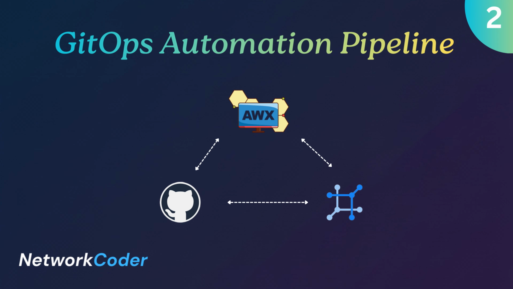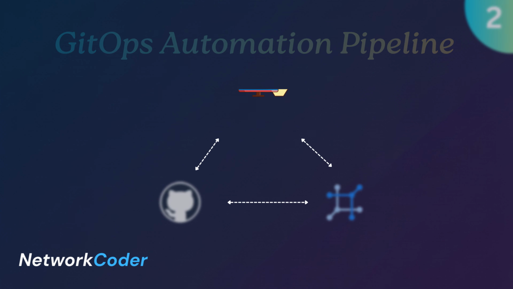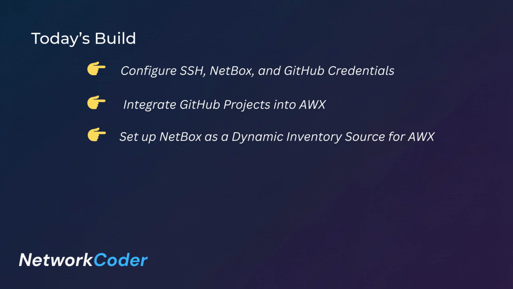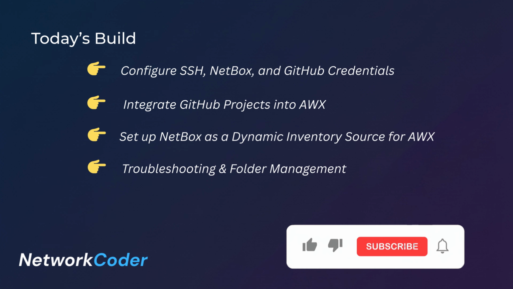This is going to be a complete hands-on session where we will be building a core infrastructure for our pipeline. So we'll configure all the necessary credentials in AWS first, then we'll create and sync our first Git-backed project, and finally set up the Netbox as dynamic inventory source. If this sounds interesting, let's jump right in.